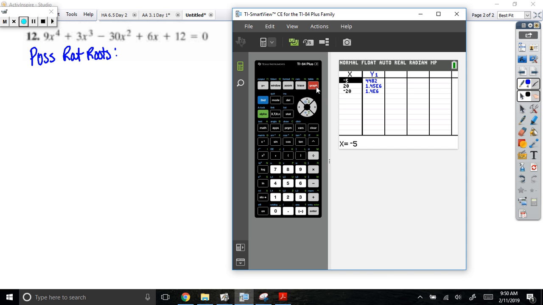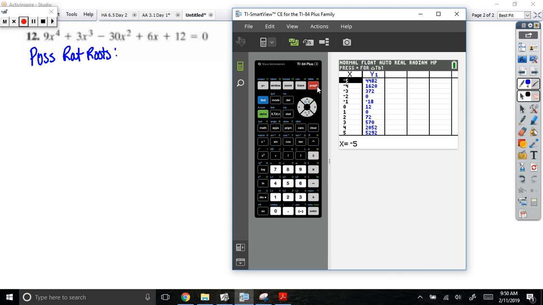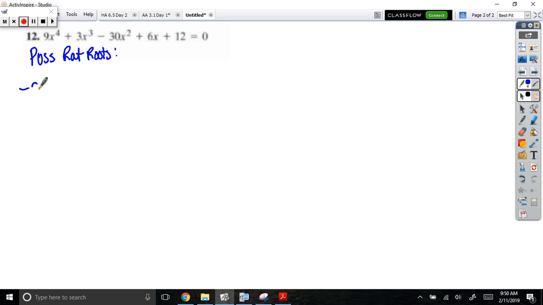Again, my table is, I'm able to input it. If anyone needs to change their table, you press second table set, and you go down to independent and change it to ask. That allows you to type in any numbers that you want, or you can change it back to auto, whatever you prefer. So if I go back to auto, I can now see that it clearly does happen at -2 and +1. These are actual roots that work. So since we have 2 of them that work, we're going to do synthetic division 2 times. It doesn't matter which one you pick to start with, but we're going to use synthetic division twice.